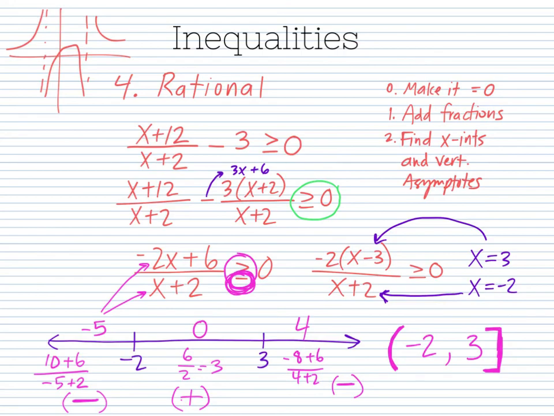All right, so that example was probably just as much as all the other ones put together. Those are definitely the tough ones, but follow the same set of steps. Make it 0, add the fractions, find x-intercepts and vertical asymptotes. Let me finish my list real quick. Use checkpoints. And then from those checkpoints, you're determining either it satisfies the inequality or doesn't, and that's how you'll form your final answer.